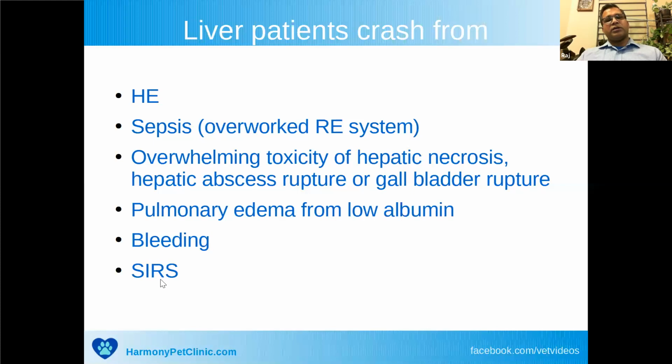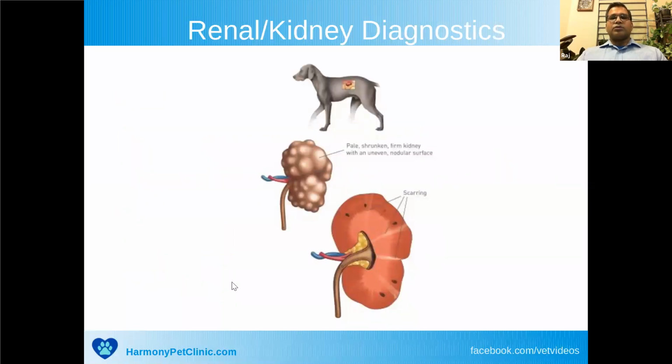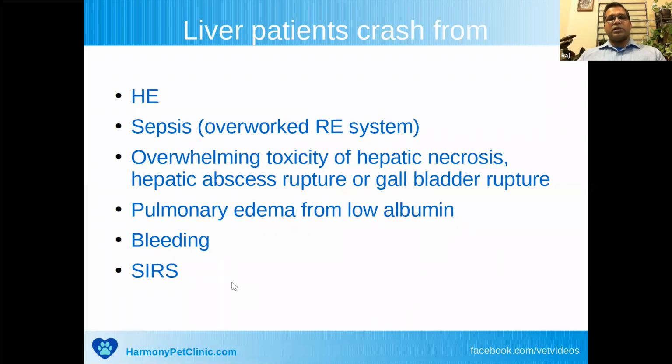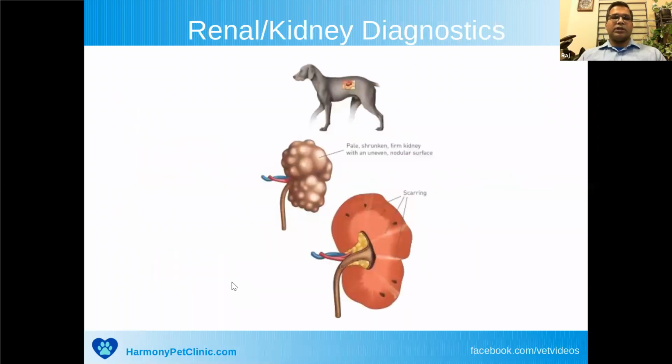Systemic inflammatory response syndrome, which is in very severe trauma, like very severe dog fights or hit by car cases, or sometimes sepsis or infection can also lead to systemic inflammatory response syndrome. So that completes the liver, and we'll continue with the kidney, some of the kidney diagnostics, and then we'll go over some cases, and we'll take the questions.